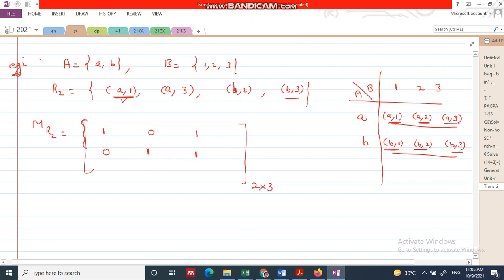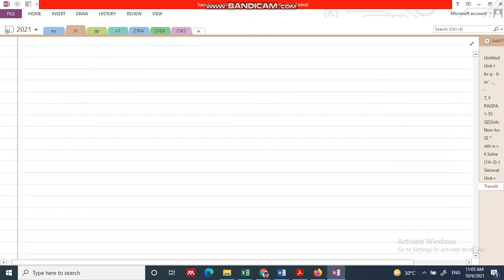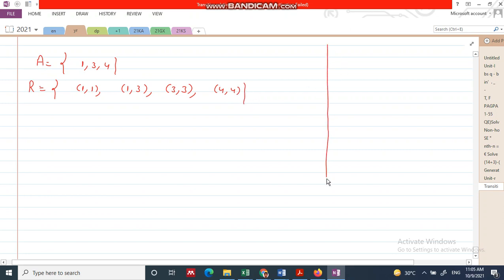So I give you here one example to solve. The question is this: if A is the set {1, 2, 3, 4}, then the relation given is this. We want to find the matrix representation. It is very easy to find. On both sides you have the same elements, 1 2 3 4, so clearly you will get a 4 cross 4 order matrix.